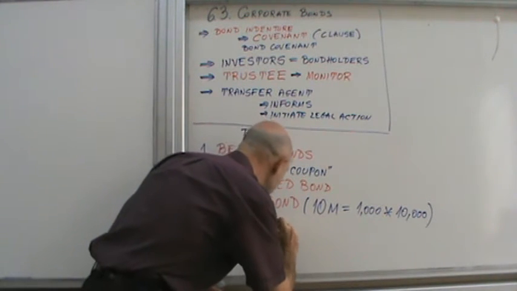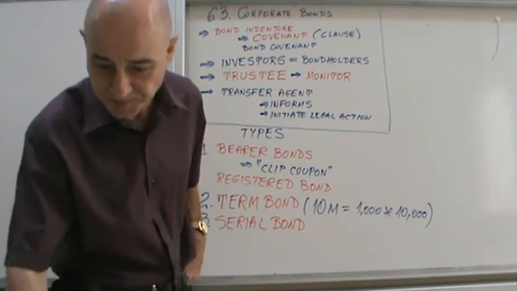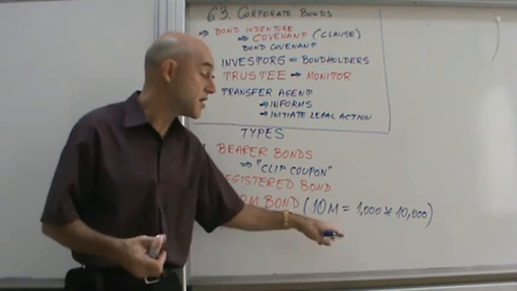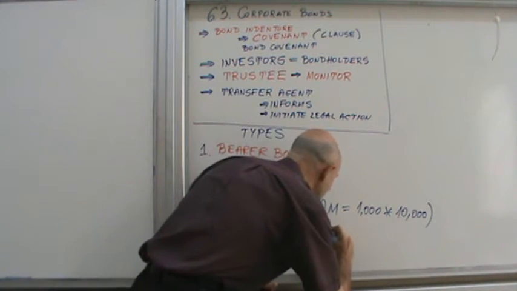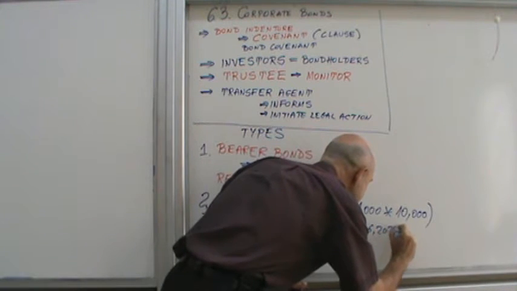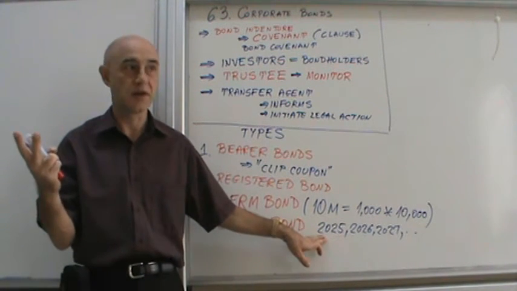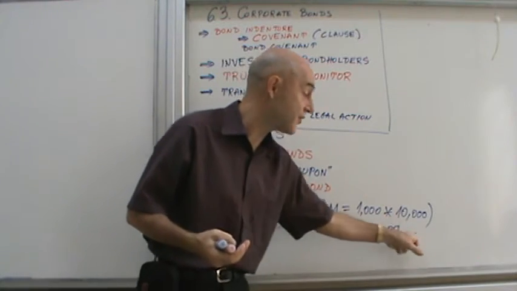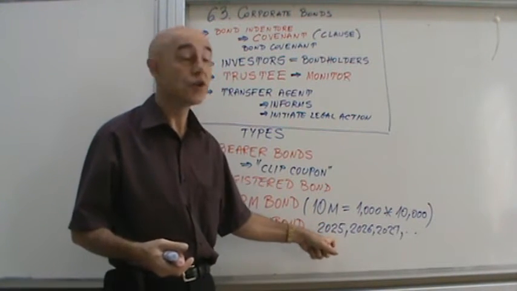So you may have instead a serial bond. Sometimes it's called serial, okay? And it matures on a series of dates, okay? So, for example, today is 2016, and it will mature on 2025, 2026, 2027, and so on. And here in 2025 will mature 2 million of. Here, 2 million of. Here, 2 million of. So they're gonna have 5 different dates, usually years, but 5 different dates. And in each, you're gonna have 2 million maturing.